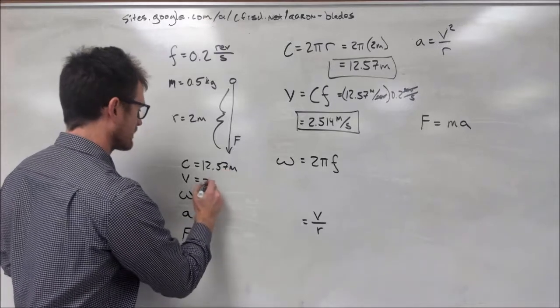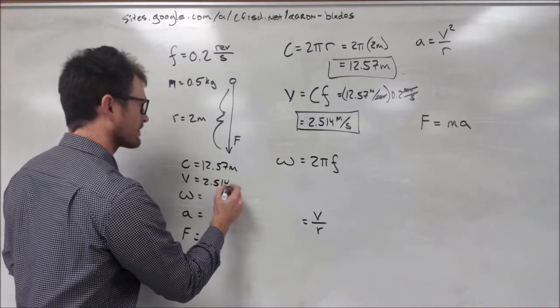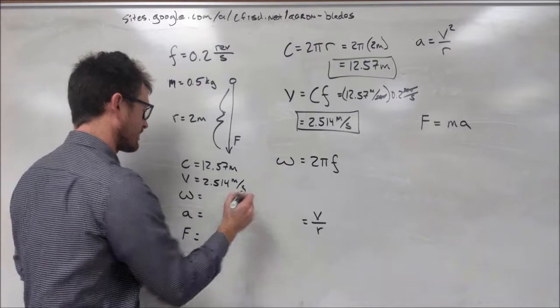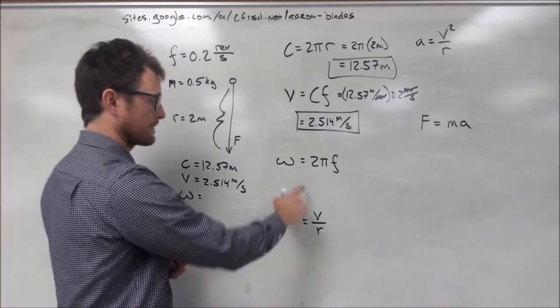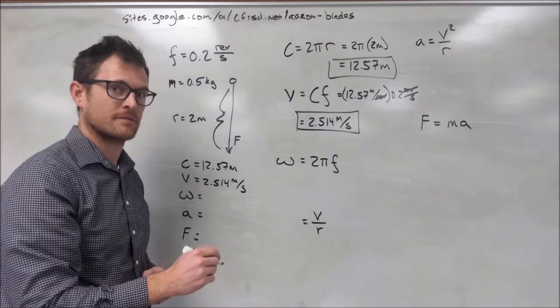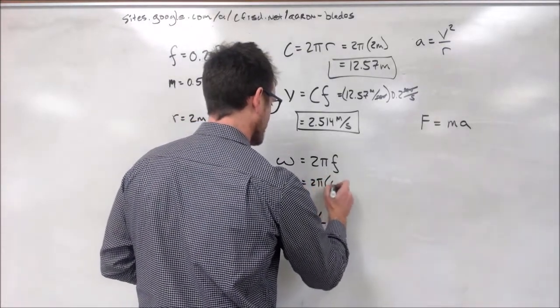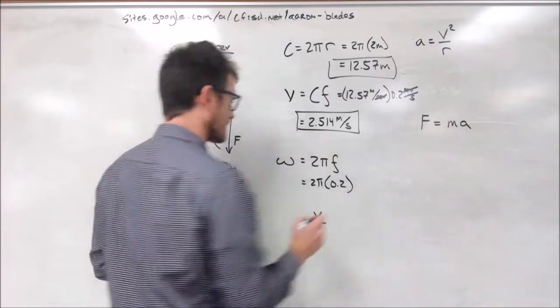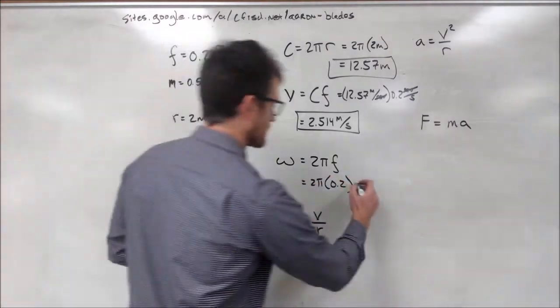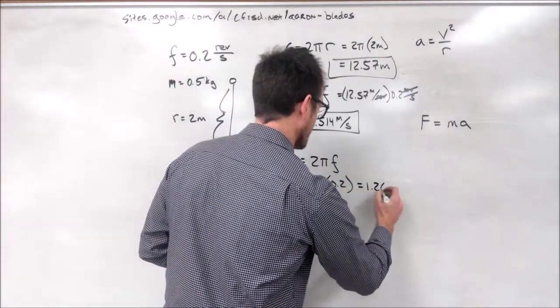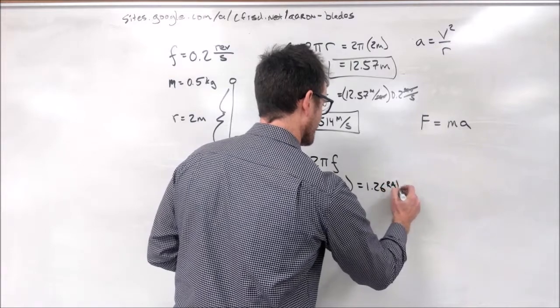Next, you can see that I've written two different equations that will give us our angular speed. Now, you use either one of these depending on how much information you have. Whichever one works gives you the same answer, and let's prove that. 2 pi times frequency gives us our angular speed, so 2 pi times 0.2 is equal to 1.26 radians per second.